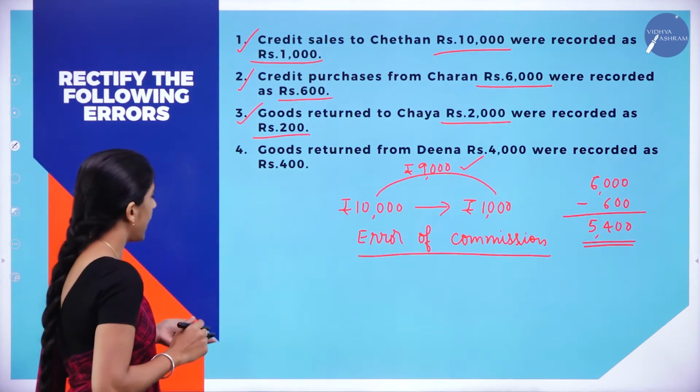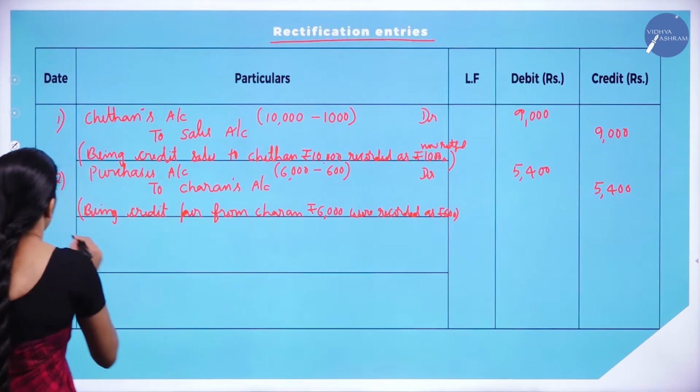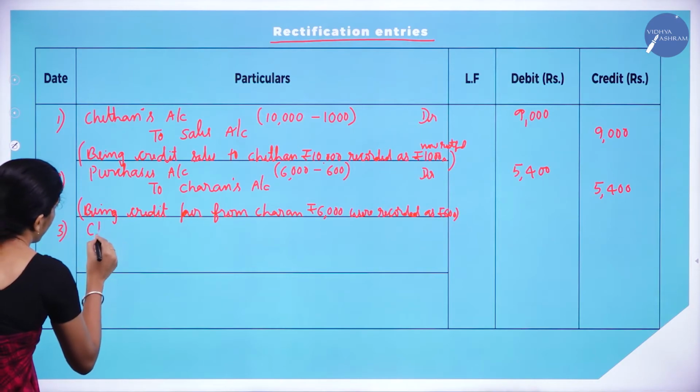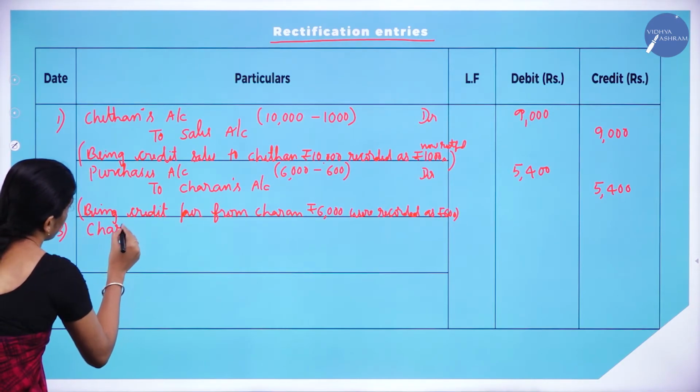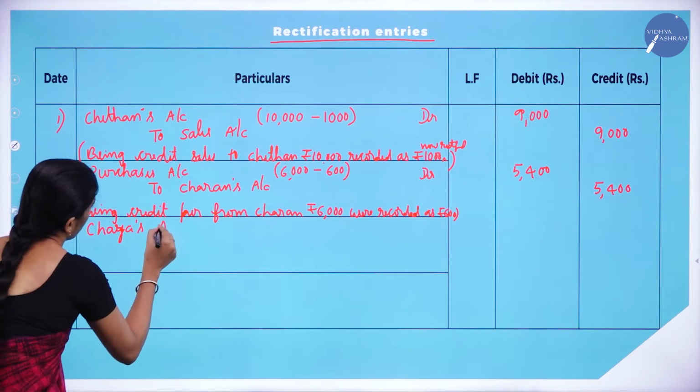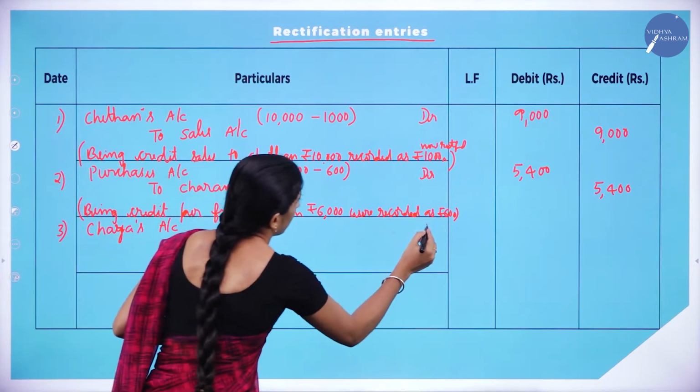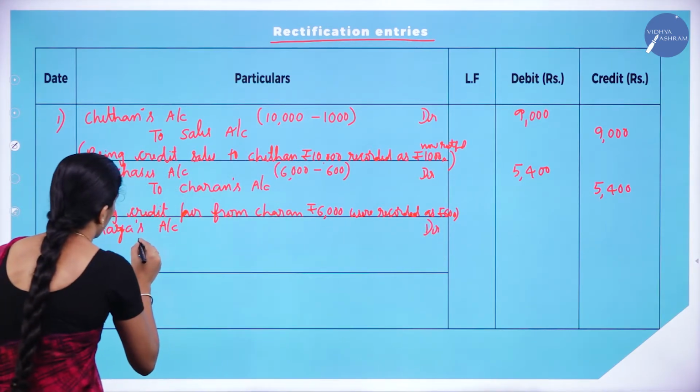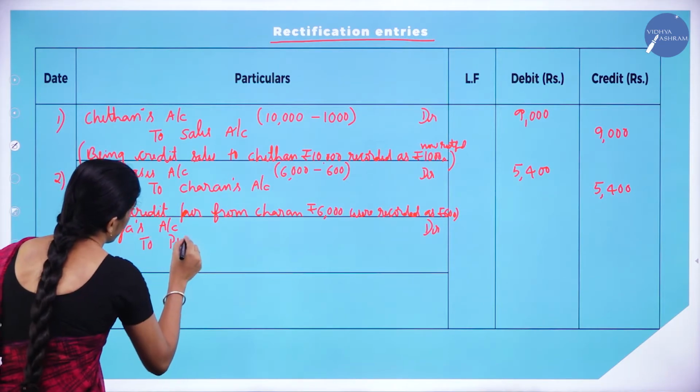Now we shall record the entry. So the third one: Chaya's account debit to purchase returns account.